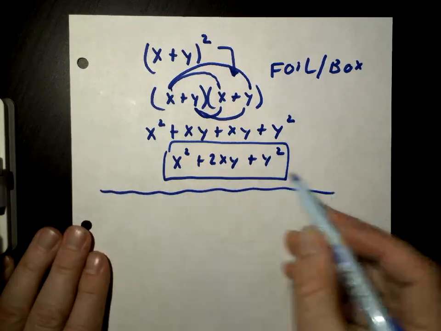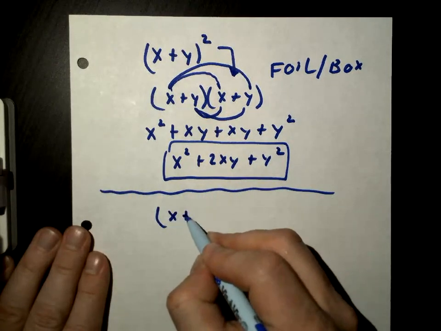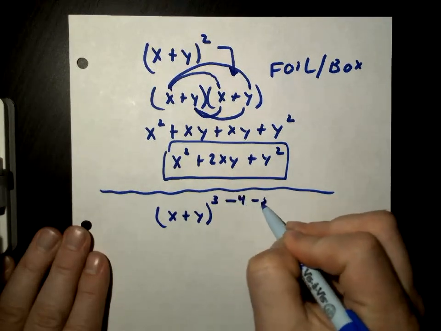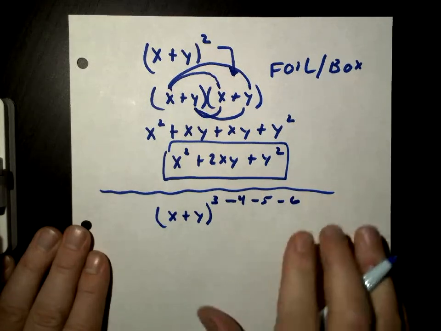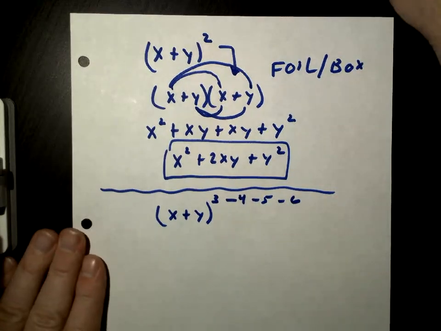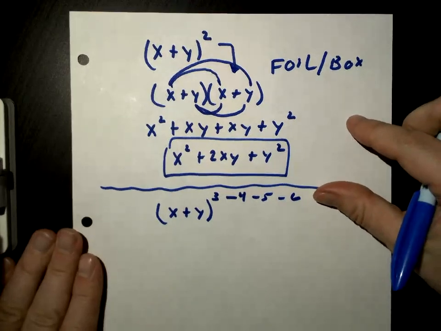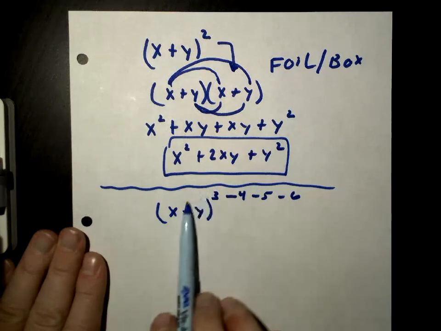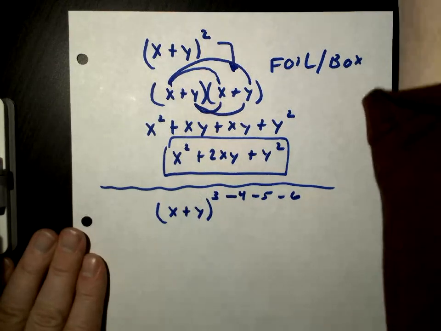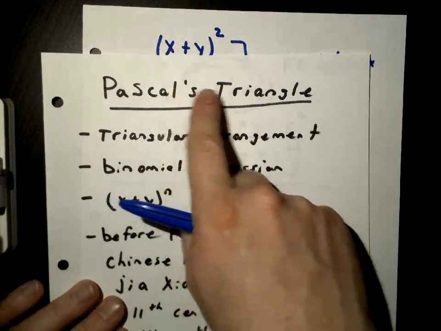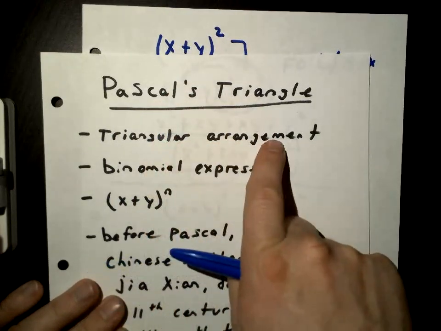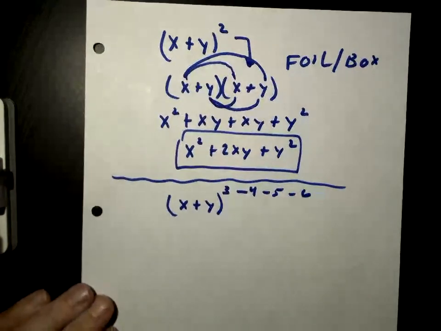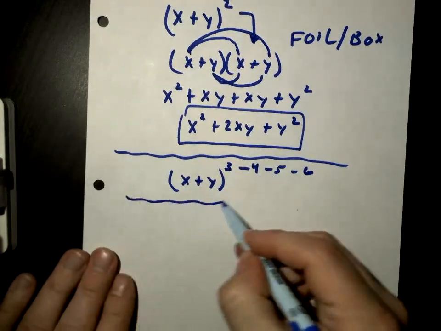But we have a problem. It's very time consuming when we get to something like the third power, the fourth power, the fifth power, the sixth power. That becomes an issue because it is time consuming. So a way to remember this, or to lighten the work a little bit, is to go to what we call Pascal's triangle, this triangular arrangement of these binomial expressions. So here's what we're going to do.